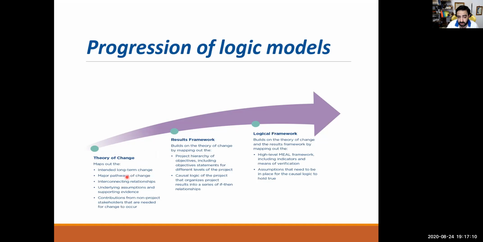So theory of change has the intended long-term change, the major pathway, which is the way that you will move to reach this goal, and interconnecting relationships. Yes, it is internally connected, okay, because if and then, if that has not happened, we cannot reach this goal. Then underlying assumptions and supporting evidence, sure, because without evidence your assumption cannot happen. And contribution from non-project stakeholders that is needed for change to occur.